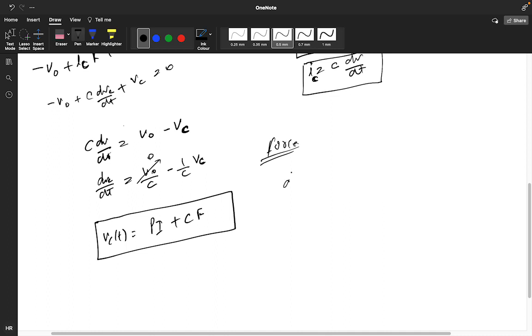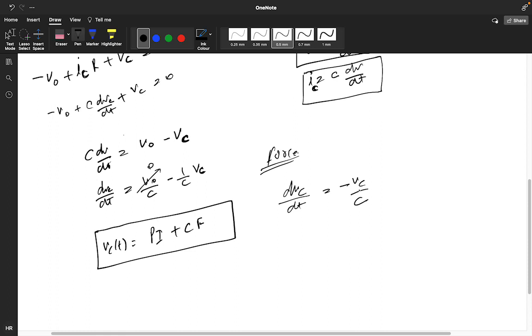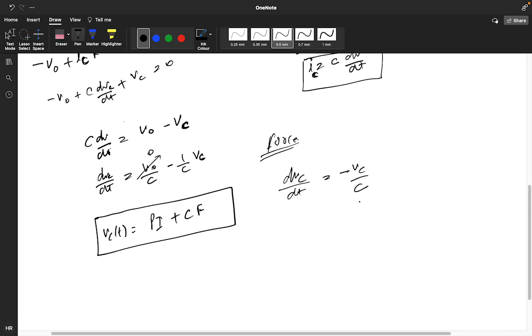So what are you getting? dVc by dt is equal to minus Vc by C. Now if you solve this equation, dVc by dt is equal to minus Vc by C. So what will you get?